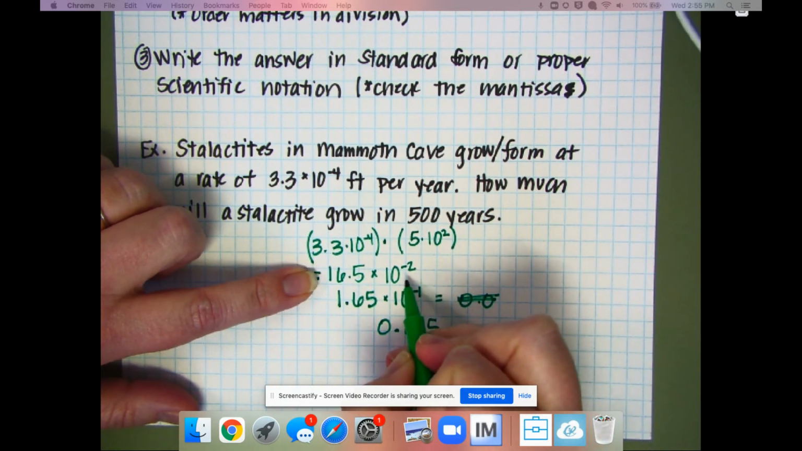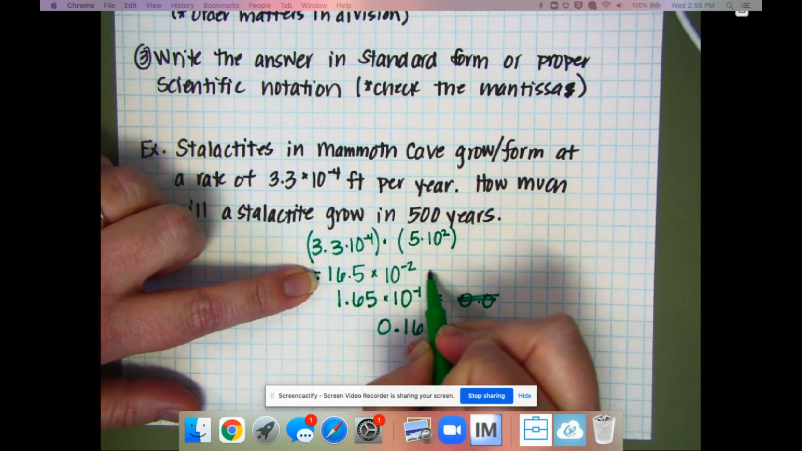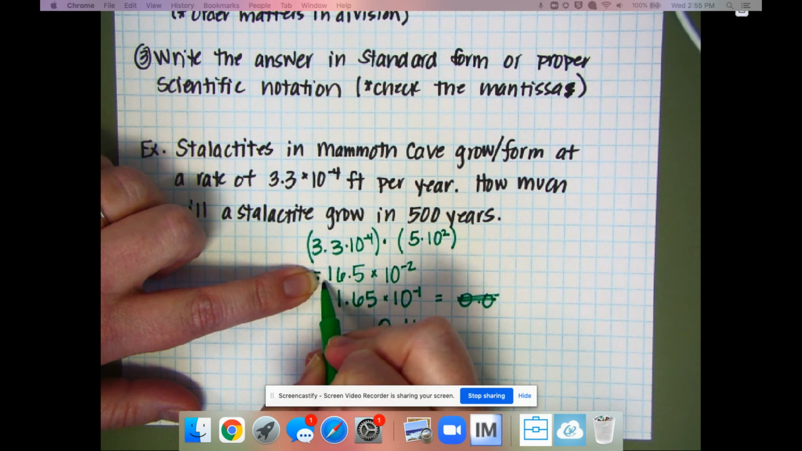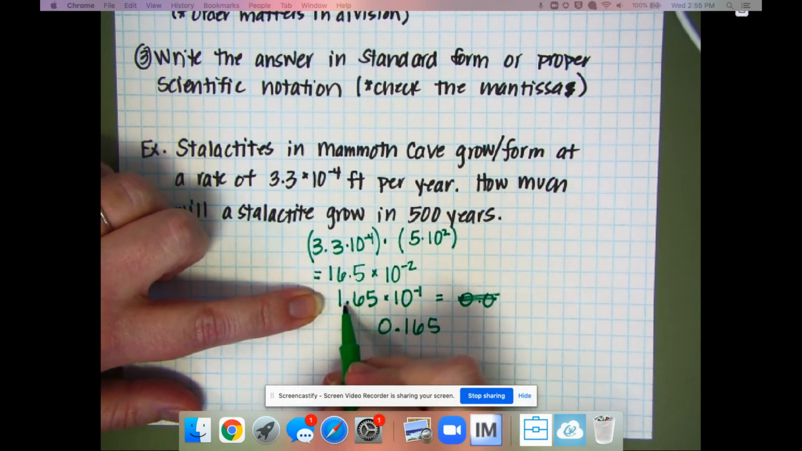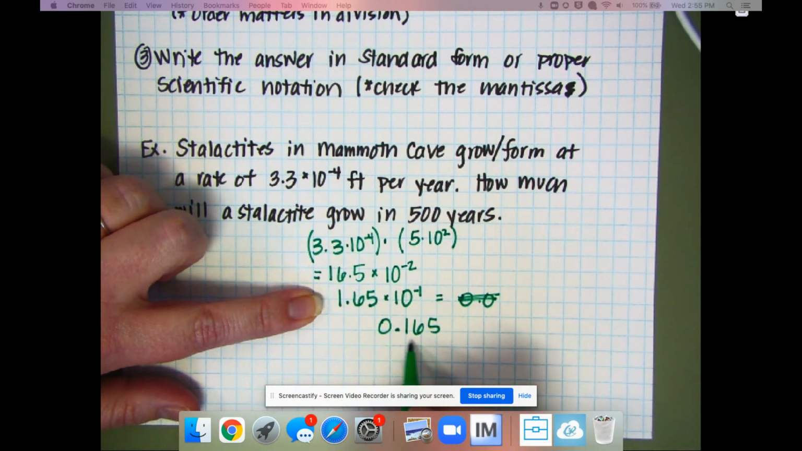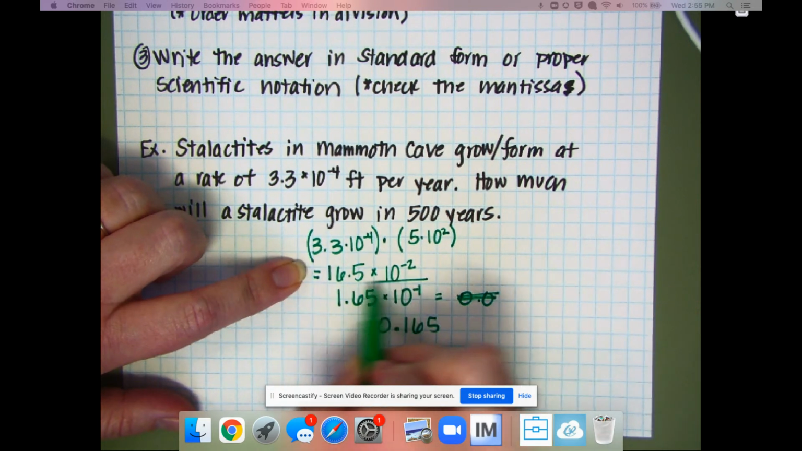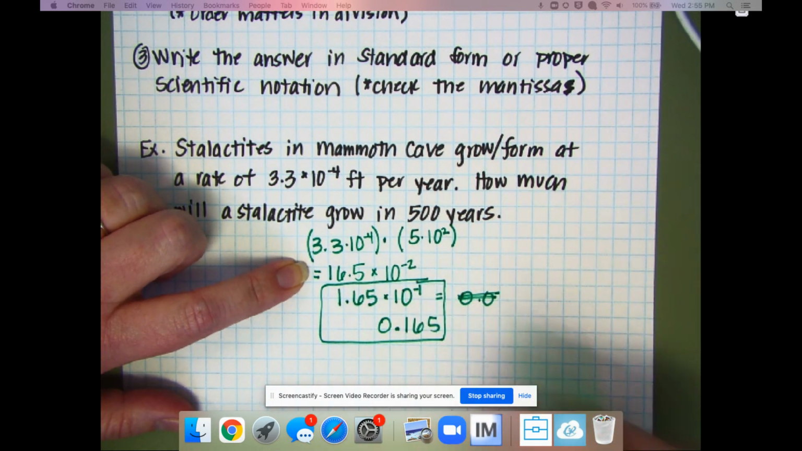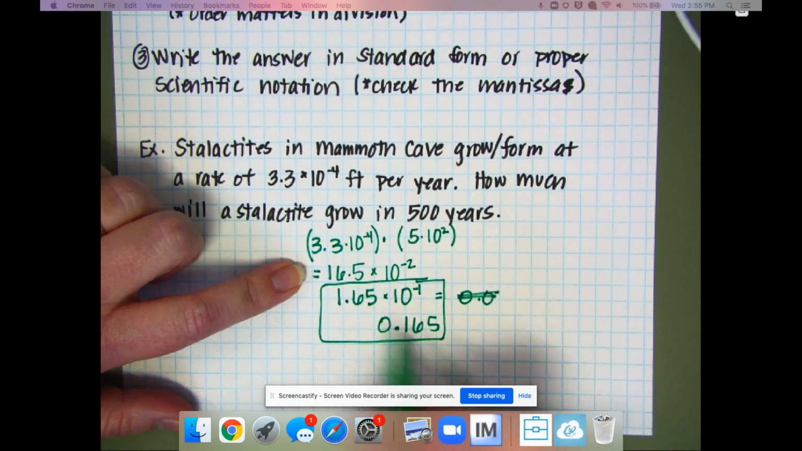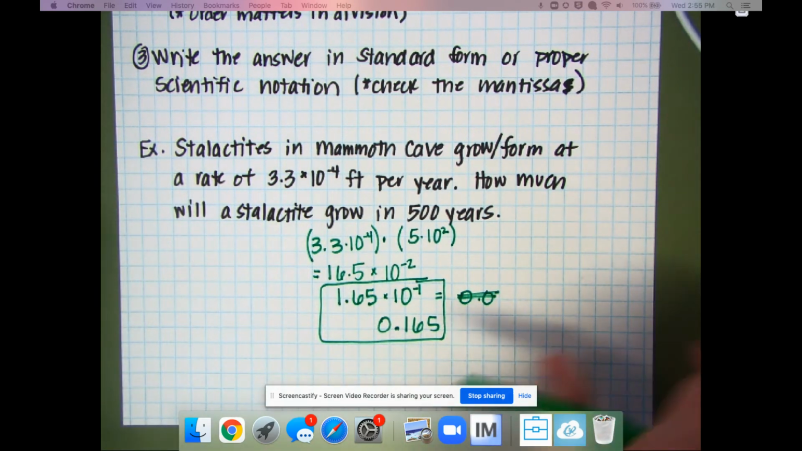You can double check that here. This is going to move 2 places over. So when you move this decimal 2 places over, it ends up in front of the 1, which is exactly what happens here. If you move it 1 place over, it ends up in front of the 1. So these are the two accepted answers, standard form or scientific notation.